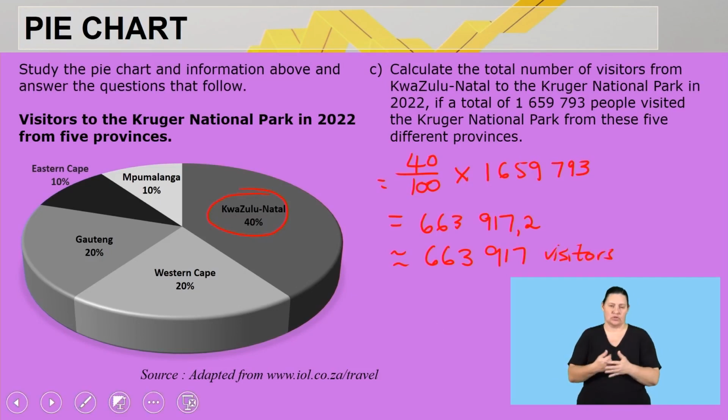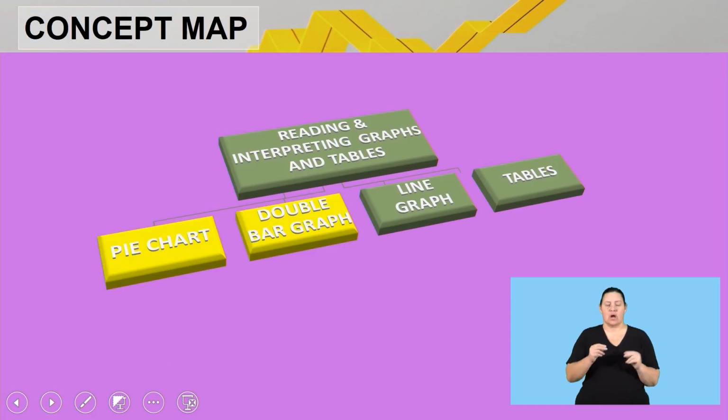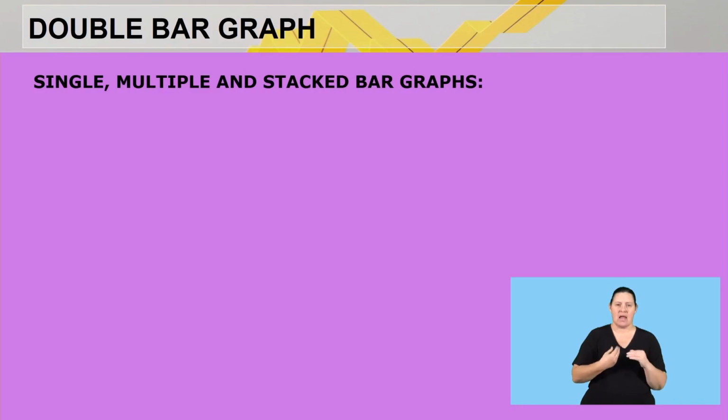Okay, let's move on to our next topic. Now we're going to focus on double bar graphs. Let's quickly jump into it. So some background information. It says single, multiple, and stacked bar graphs. Right, so what is important?